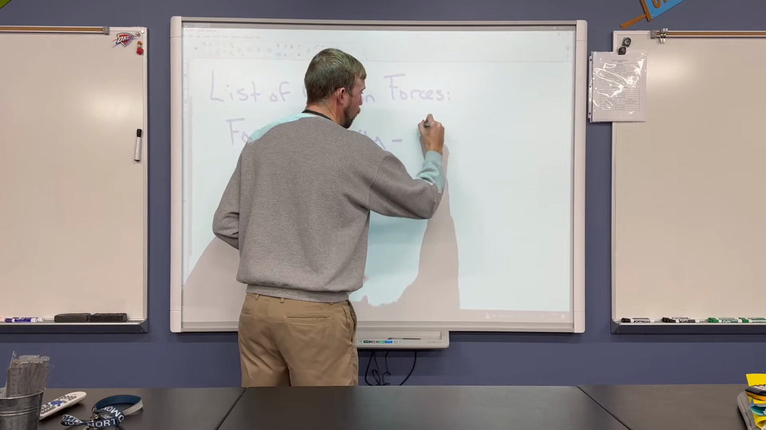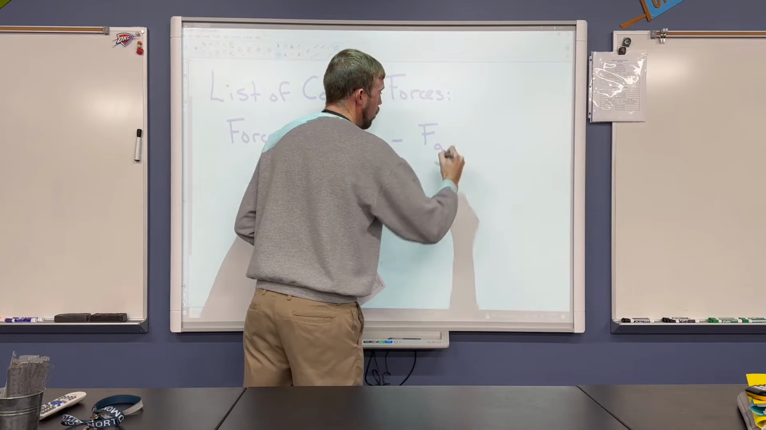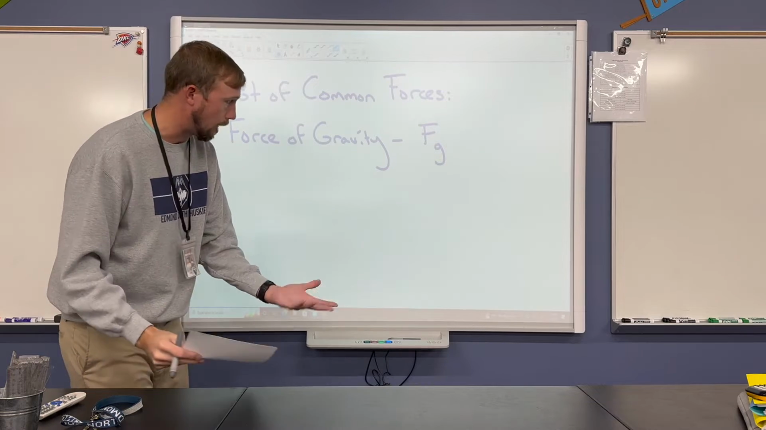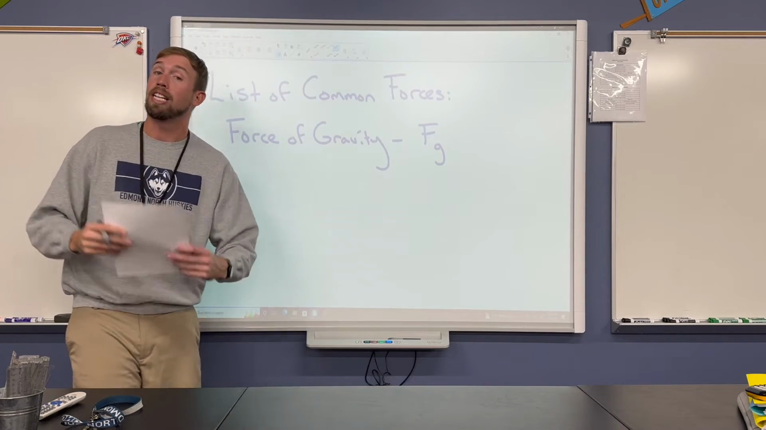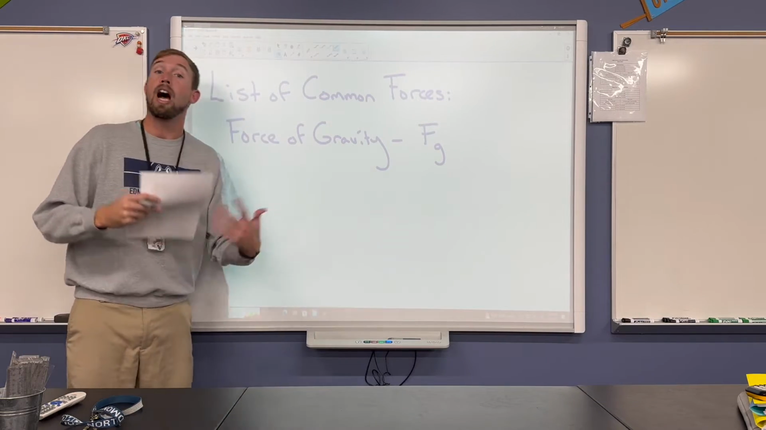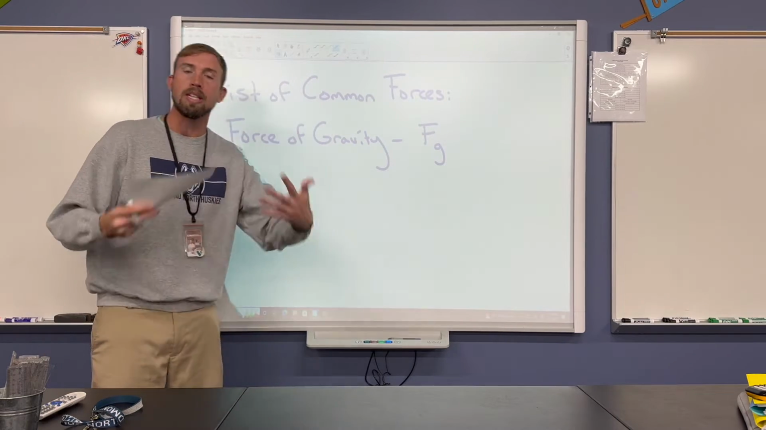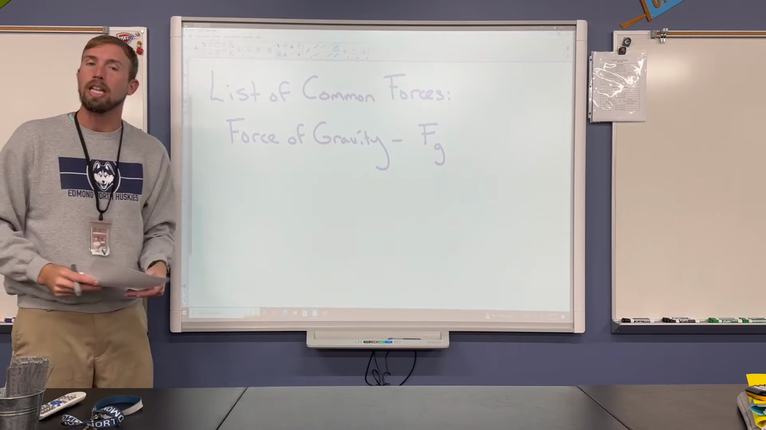Now, the abbreviation for a force of gravity is an F with a subscript of a lowercase g. Now, that lowercase g is important, as you'll see later on in some of our future studies when we look at other types of gravitational forces. But for what we're dealing with for this unit, F sub g, or that little g, will be sufficient.